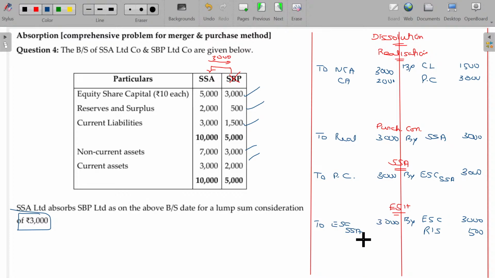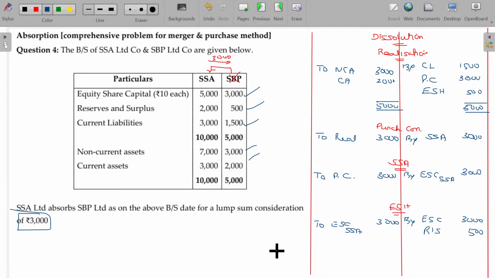Right. Now, tally this. By tallying the realization, you find the profit or loss on realization. Assets being 5,000, liabilities being 1,500, 3,500 is the worth. But we got only 3,000, so there's a loss. As the owner, you are getting 500 rupees less. It will be transferred to the equity shareholders.